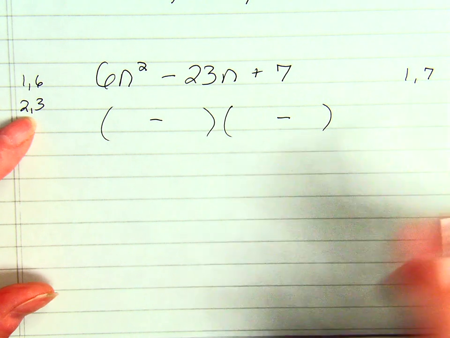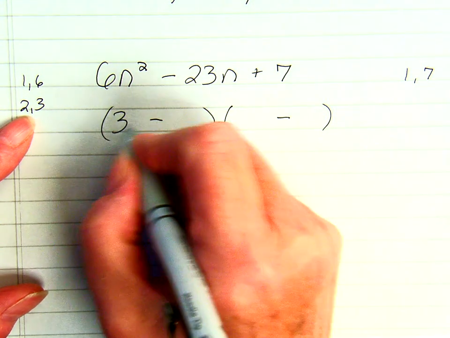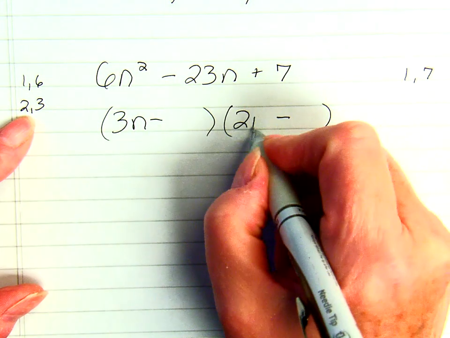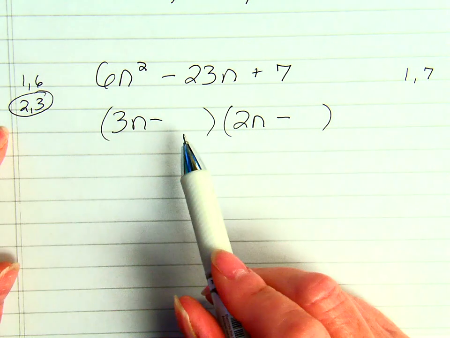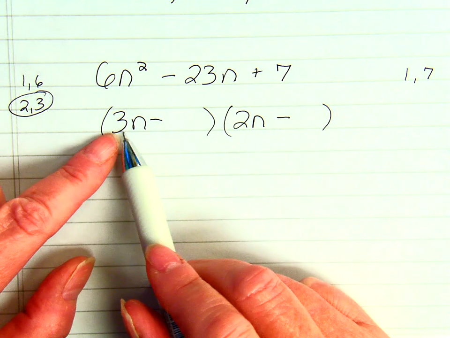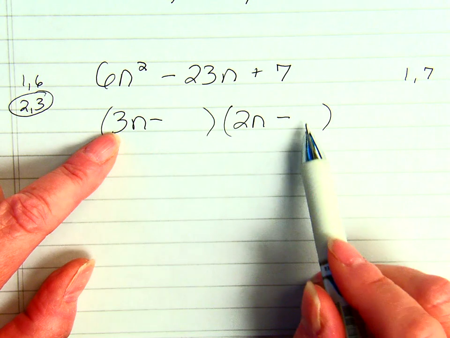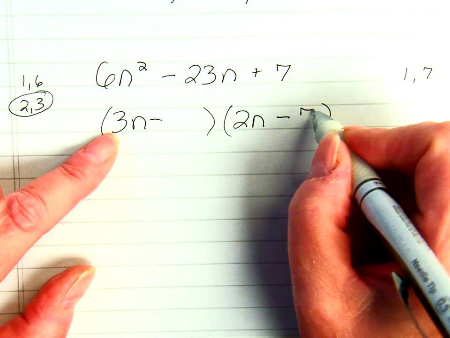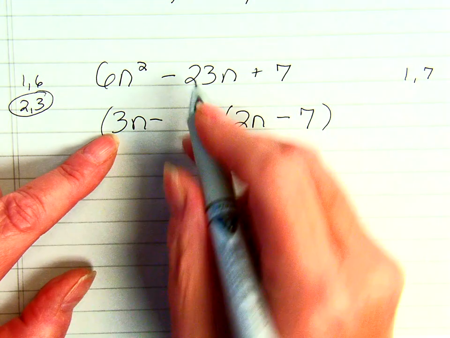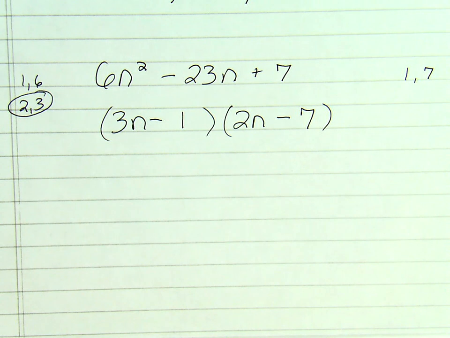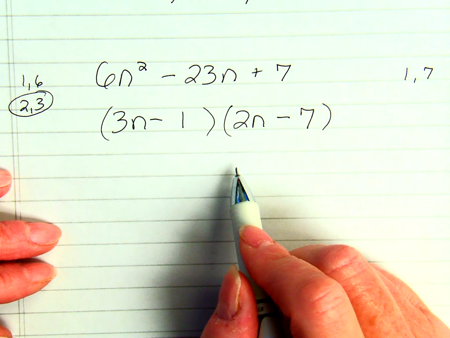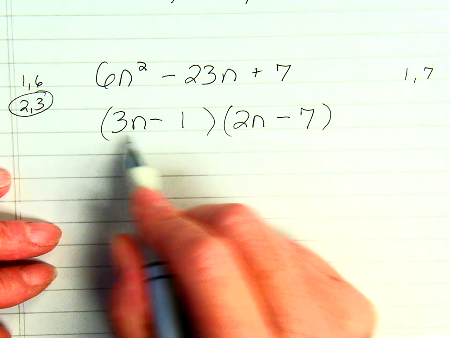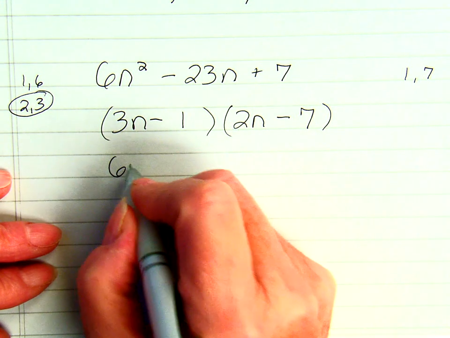So I know that I have to use the 2 and the 3 here, 3n, 2n. Okay, so this is the group I'm using here. And I know that my 3 has to multiply times my 7, and my 2 needs to multiply times my 1. Okay, so hopefully you're getting a sense of what we're doing here. So now for my check, 3 times 2, this becomes the 6n squared.